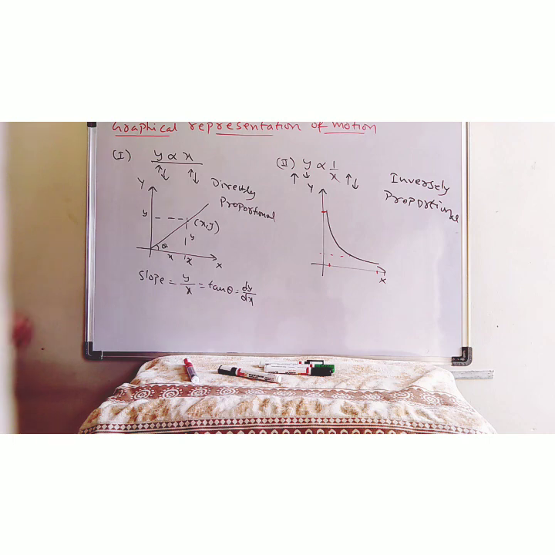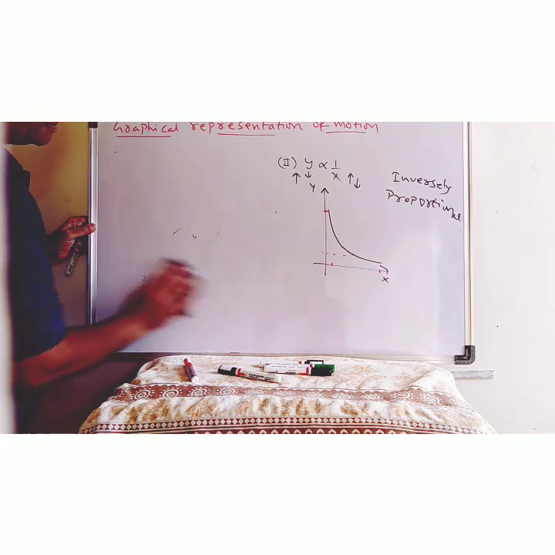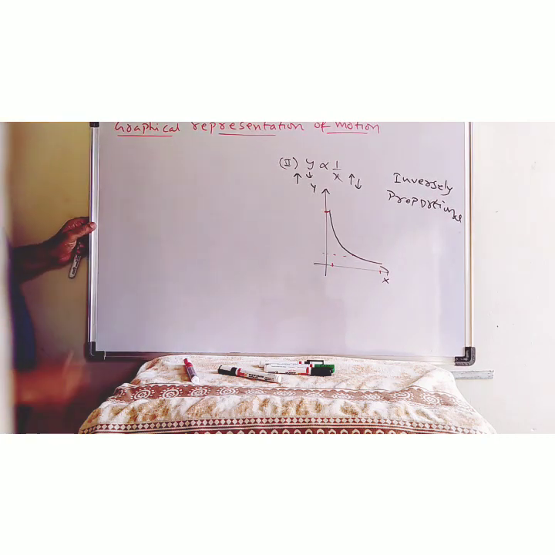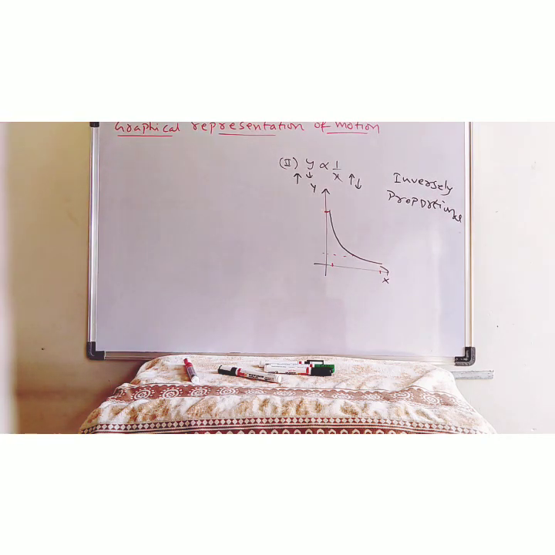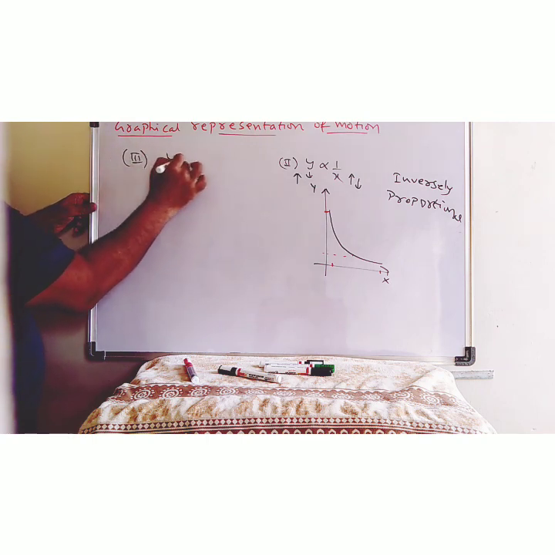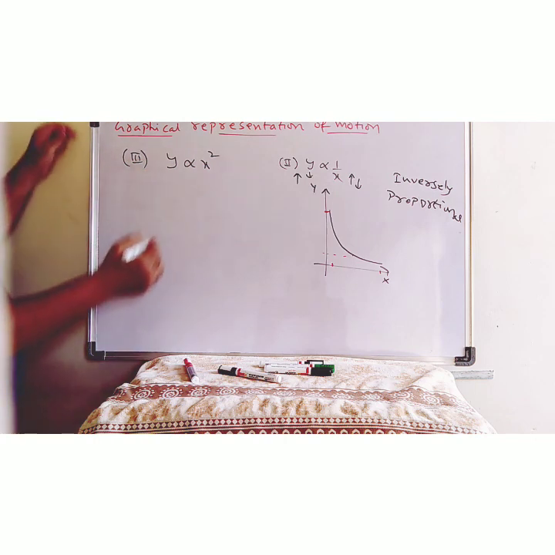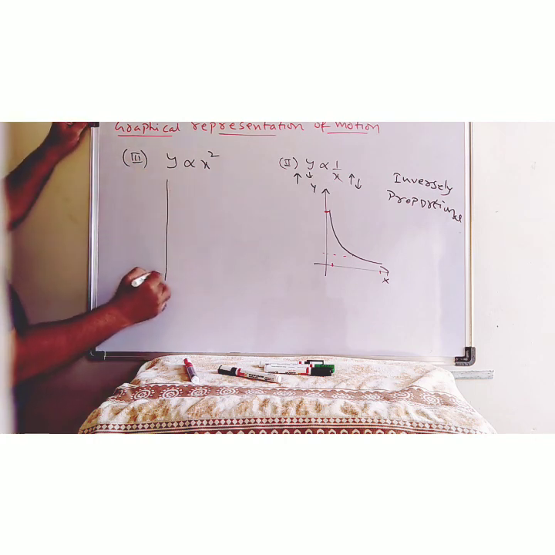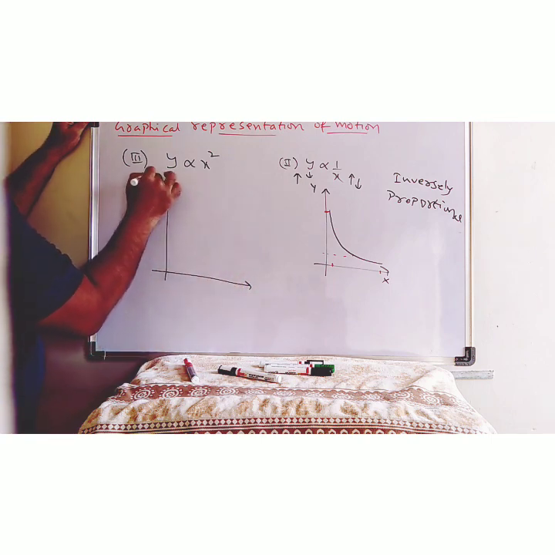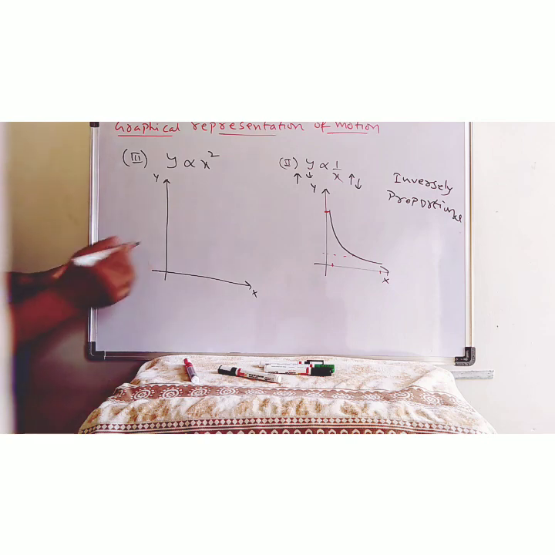Now let us look at another one. Observe here carefully. Let us look at the third one. In this third one, suppose y is directly proportional to x square. If y is directly proportional to x square, then look at the graph. This one is y, this one is x. Then you see what kind of graph this will be.